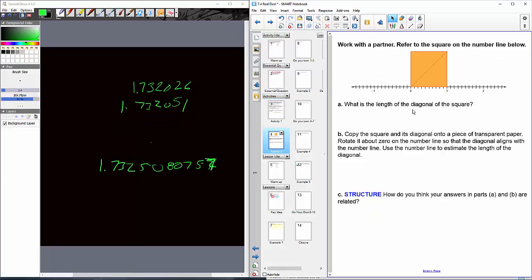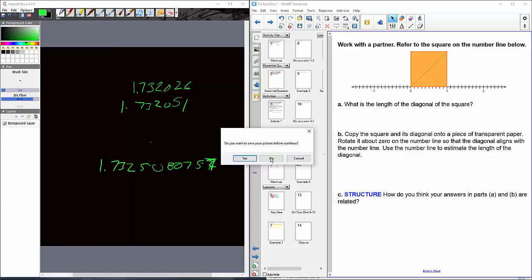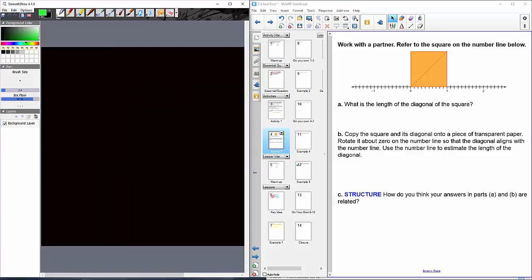So then the next thing it says is, what is the length of the diagonal? Well, this is 1. I don't really know what this is, but I do know that it's a square. So if this is 1 here, this has to be 1 as well. So this would be 1 squared and 1 squared. So let's just write this down. 1 squared plus 1 squared equals c squared, right?